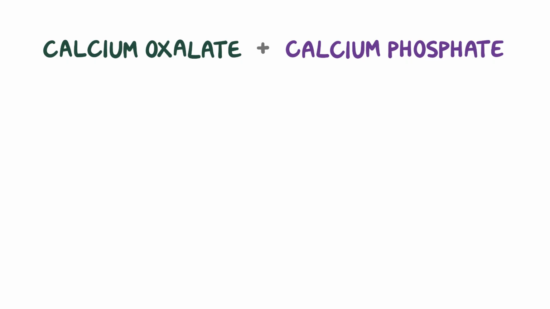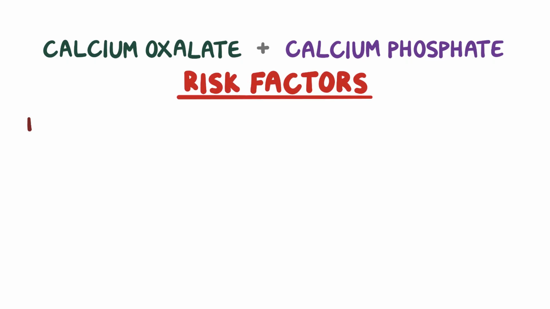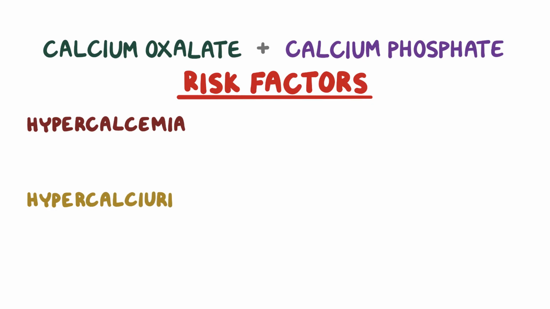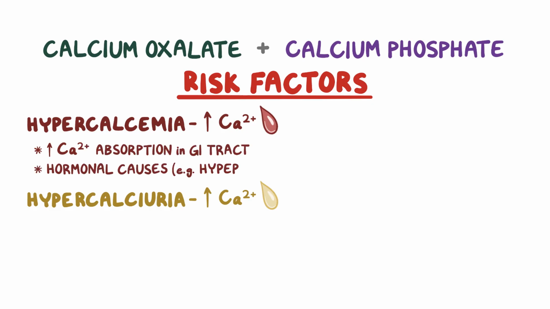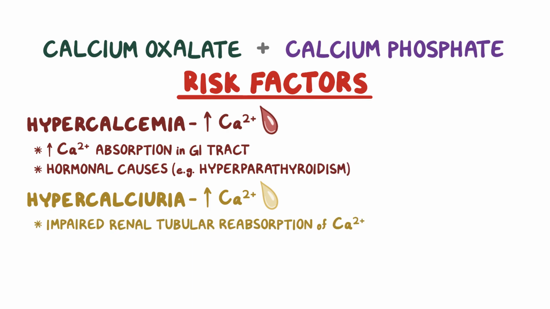The exact reason why these stones form is usually unknown, but there are some known risk factors, like hypercalcemia and hypercalciuria, having too much calcium in the blood and urine, respectively. Hypercalcemia can result from increased calcium absorption in the gastrointestinal tract, as well as hormonal causes like primary hyperparathyroidism. Hypercalciuria can result from impaired renal tubular reabsorption of calcium, which leaves a lot of calcium behind in the tubule.